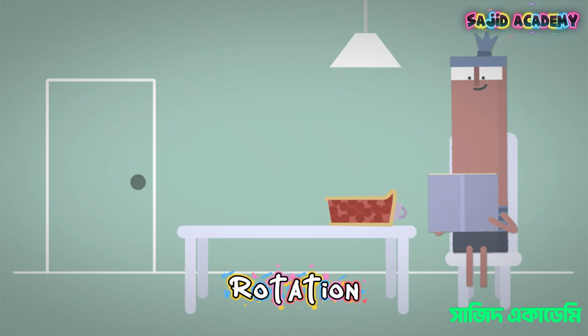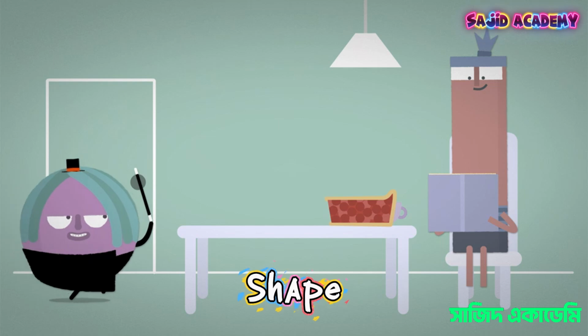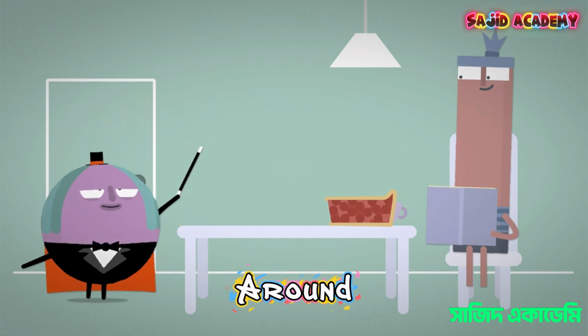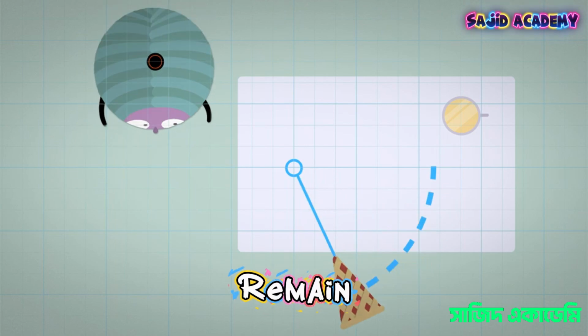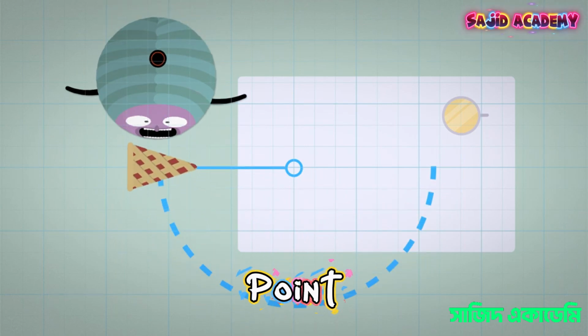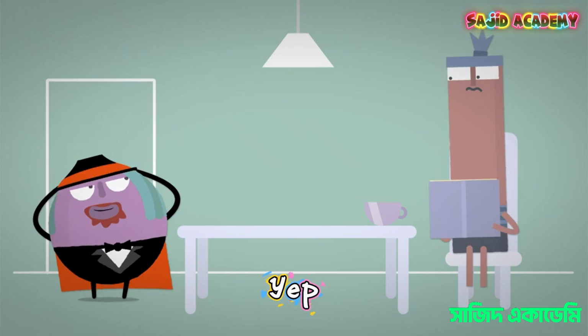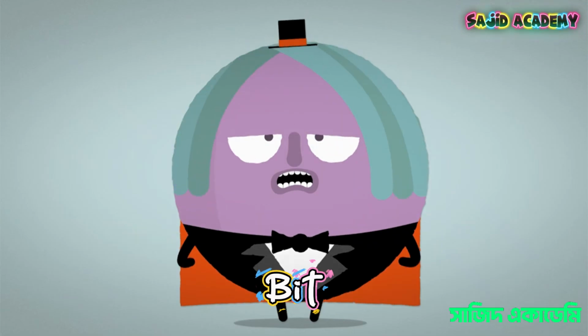And then there's rotation. This is when you turn a shape clockwise or anti-clockwise around a point, called the centre of rotation. The shape needs to remain the same distance from this point. And yep, it's gone. You feeling a bit full?